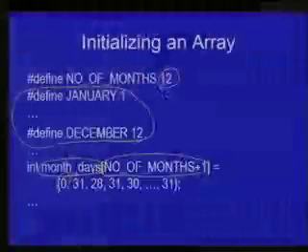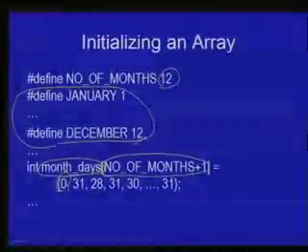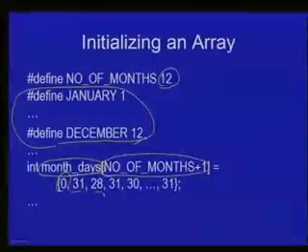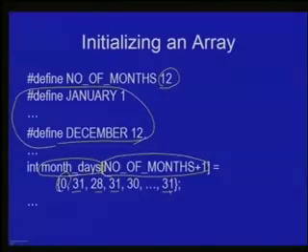The element at the index 0 will not be used, so we are assigning it a value 0, and the rest are the number of days in the various months from January to December, ignoring of course leap years. So as you can see, the initial values of the array elements have been placed in the order of the array indices, and they have been separated by commas, and they have been enclosed in these curly braces. So this is how we can initialize an array.